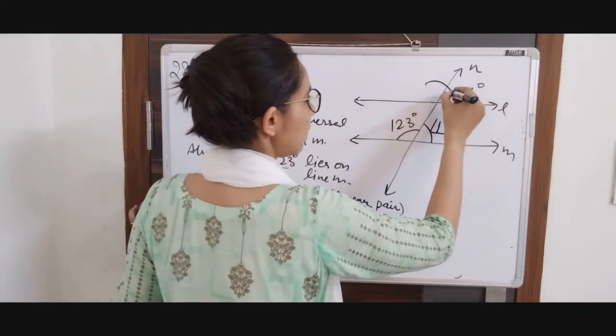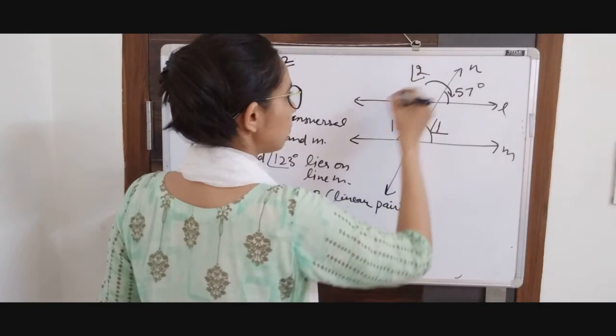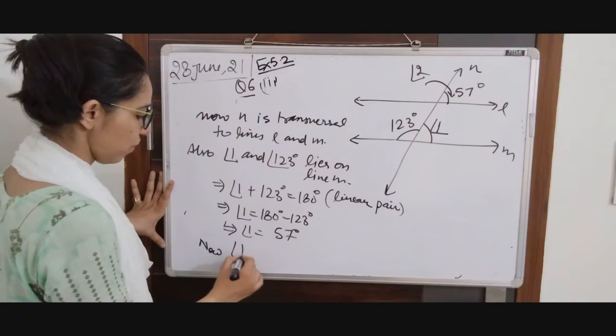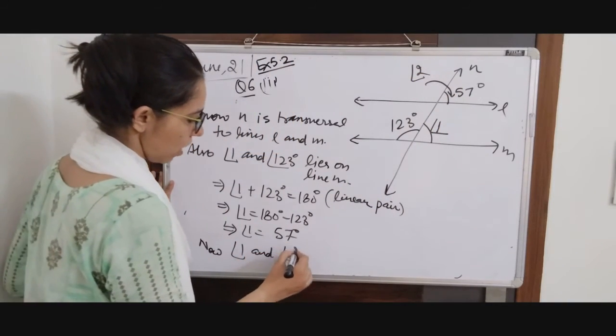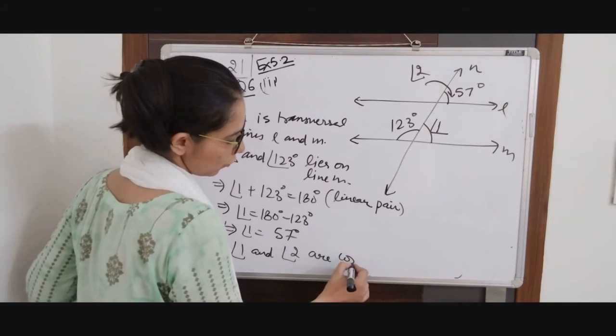Now suppose this is angle 2. Okay, this is angle 2. Now angle 1 and angle 2 are corresponding angles.